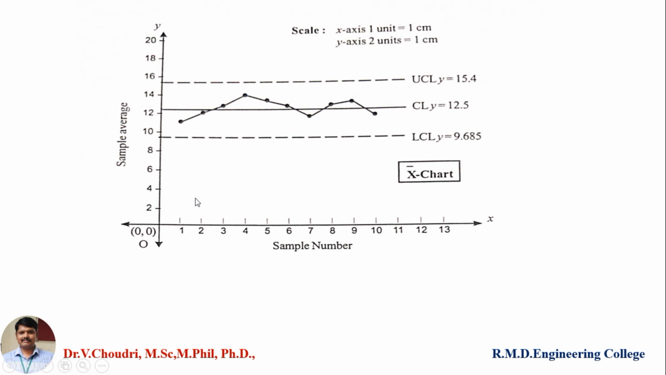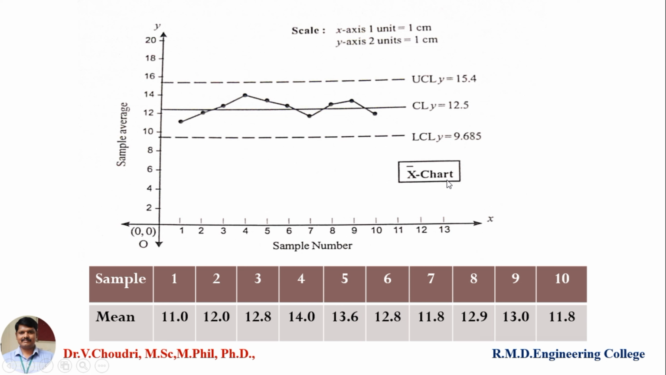Now we draw the chart. Take the x-axis as the sample number: 1, 2, 3, 4, 5, 6, 7, 8, 9, 10. 11, 12, 13 are only for mentioning here, but the given data has only 10 samples. First, the X bar chart indicates the mean or average values. For sample 1, 11.0, and the highest value is 14.0. Here UCL is 15.4, the central line is 12.5, and LCL equals 9.685.